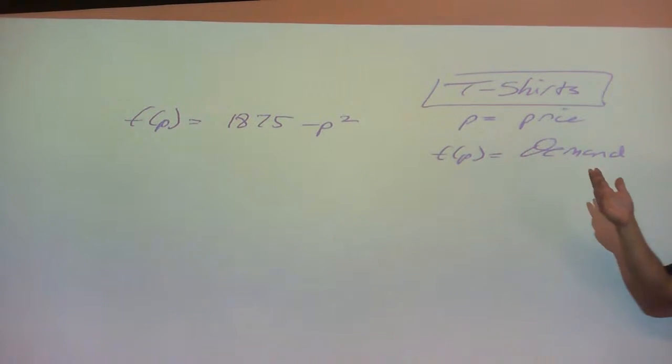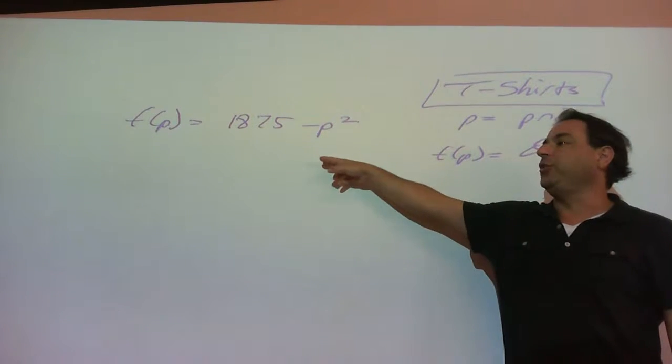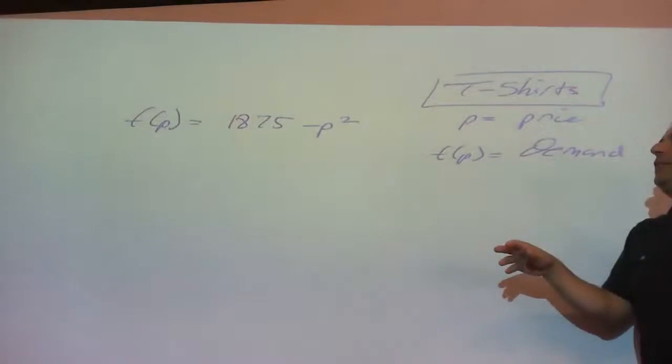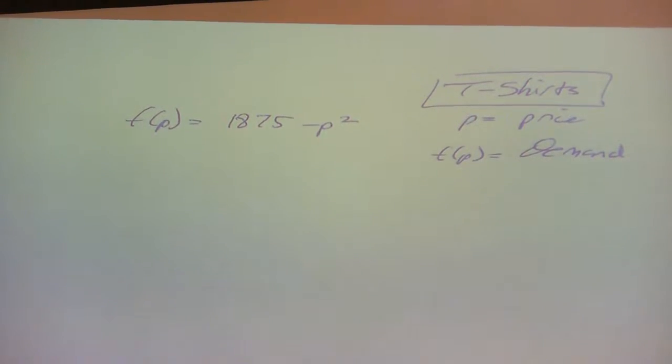So if this was an old problem, you could have taken the derivative, set equal to 0, and all this other stuff, or you could try to find the maximum. You could do all these different things. But right now, you're selling T-shirts. P is price. F of P is demand. Demand is how many T-shirts at that price.